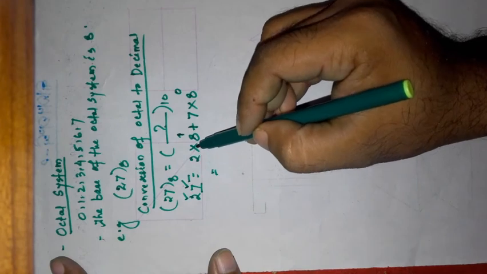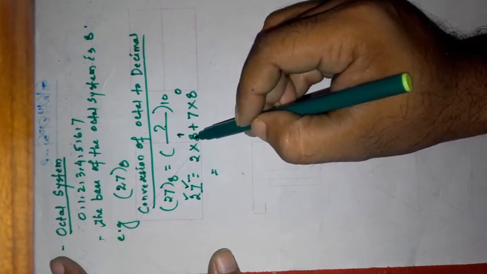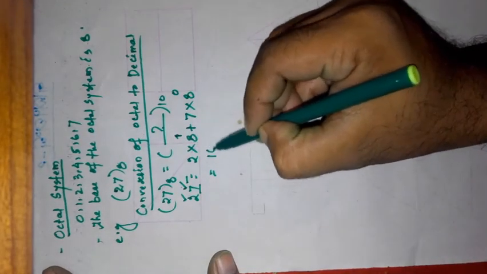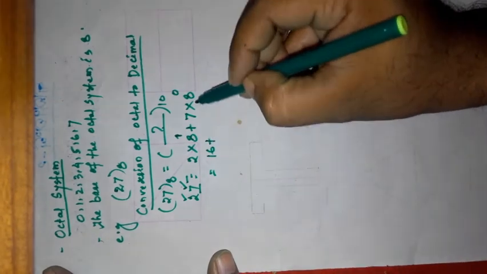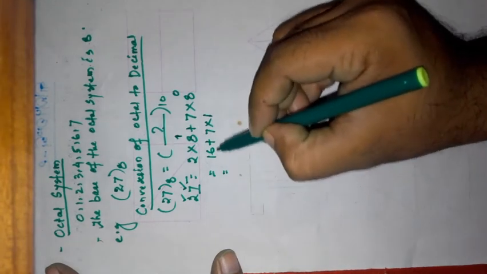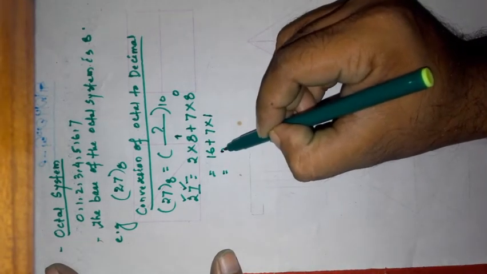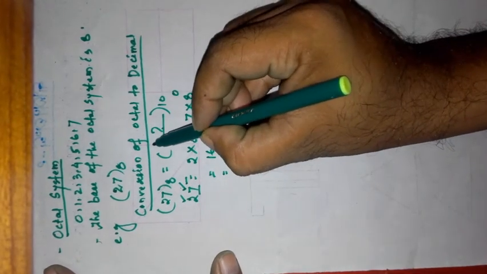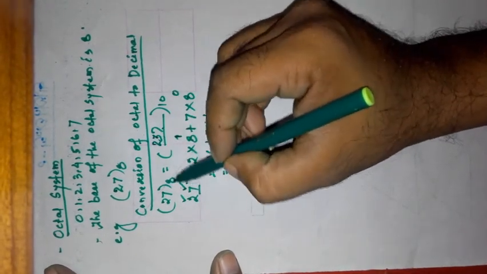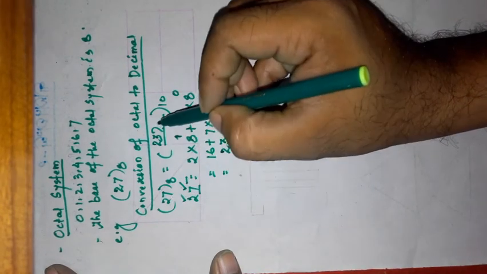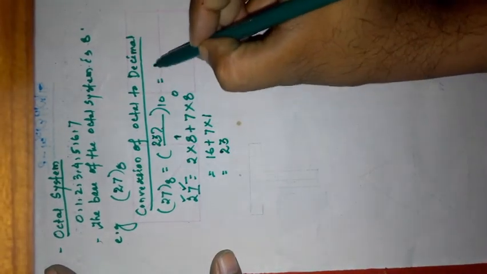So 2 into 8, 16, plus 7 into 8 to the power 0 equal to 1. So 16 plus 7 equal to 23. So in this place you have to write 23. The conversion of the octal number 27 to a decimal number is equal to 23.